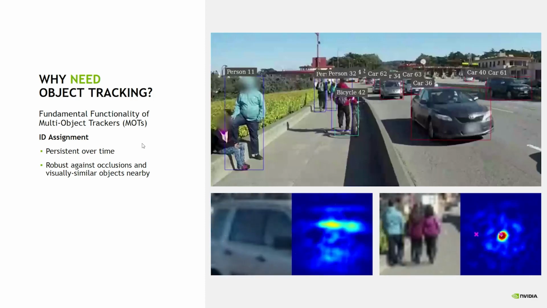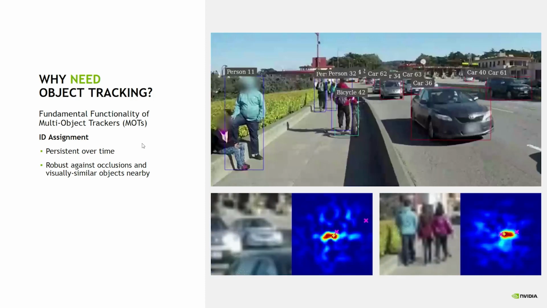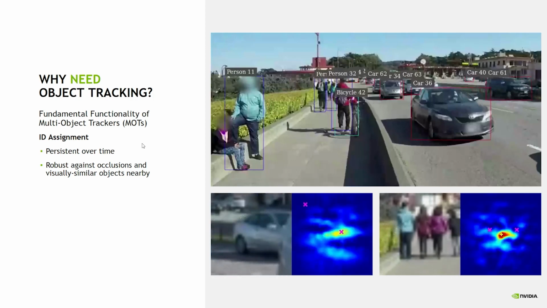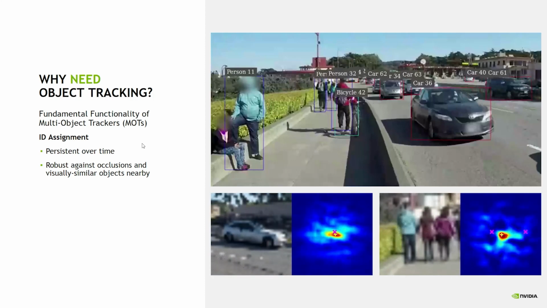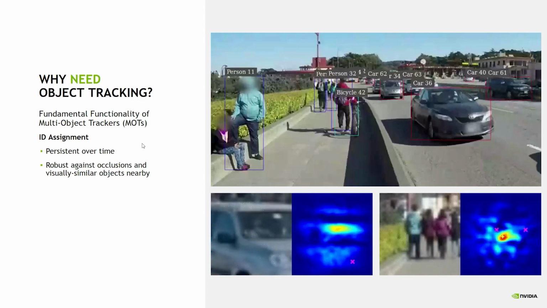If you look at the bottom right figure, there are two ladies who have purple jackets and black pants. The object tracker is again expected to keep track of them separately, although they are visually similar and they are adjacent to each other.